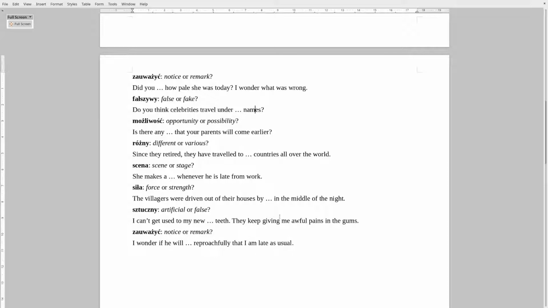Siła, force or strength. The villagers were driven out of their houses by force. By force, that's the expression, in the middle of the night. Sztuczny, again, artificial or false. I can't get used to my new false teeth. They keep giving me awful pains in the gums.